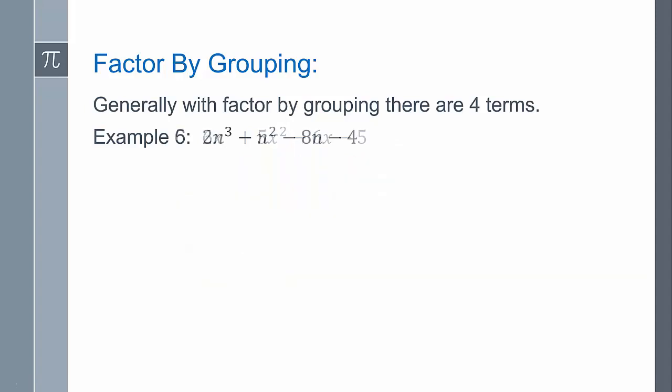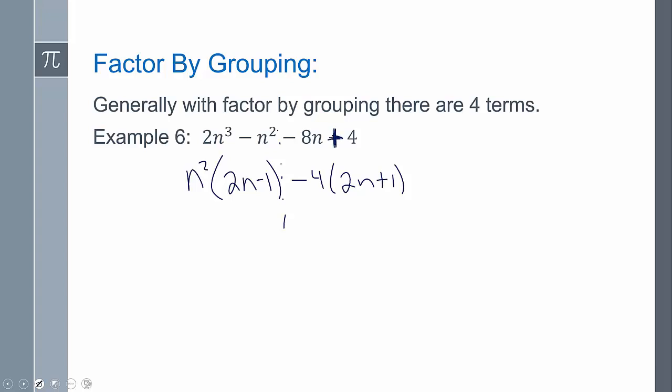Let's look at another one. So 4 terms, my brain should be thinking factor by grouping. So what's in common between 2n cubed and then minus n squared? There's an n squared in common. And so I'm going to have 2n minus 1. And then between the minus 8n and the minus 4, well, there's a negative. And then between 8 and 4 is 4. I'm going to have a 2n plus 1. So there's a typo. This should be a plus in the problem. So then if that's a plus, then that needs to be a minus. So it's just a typo in the problem.